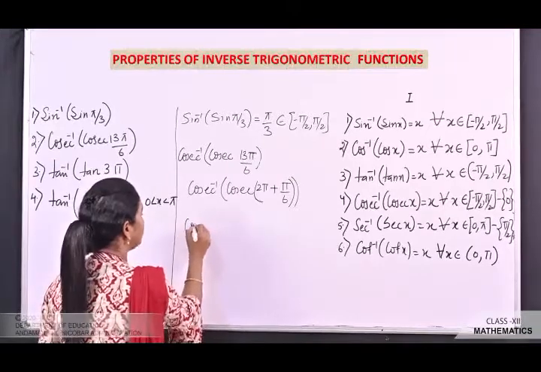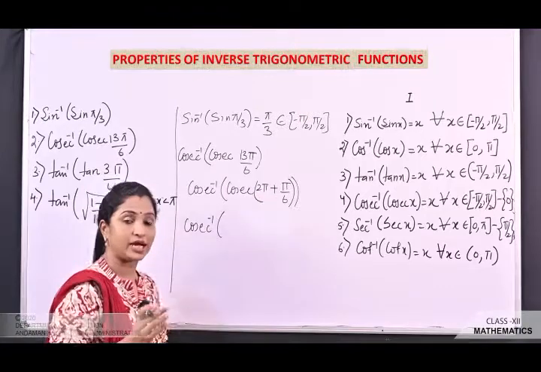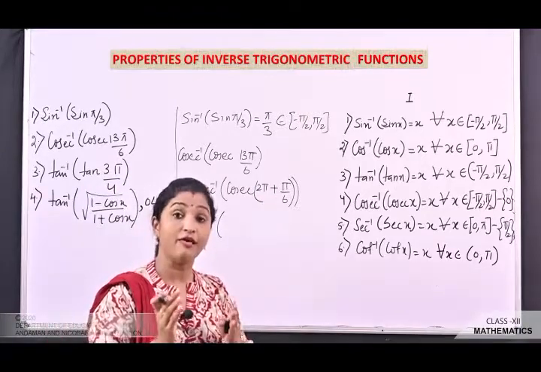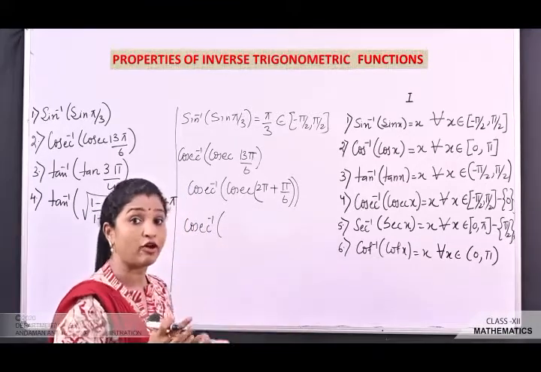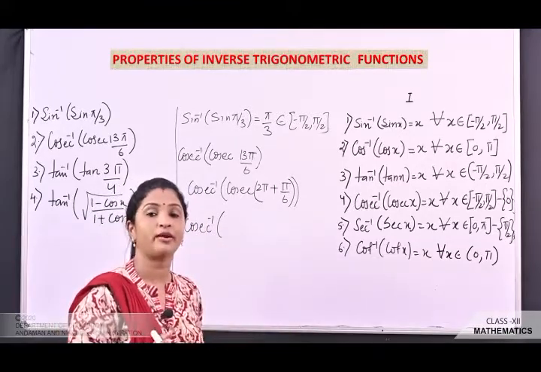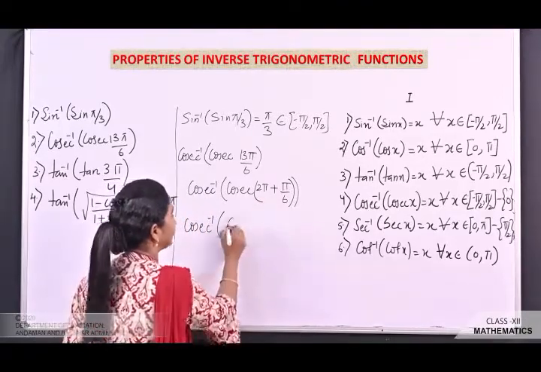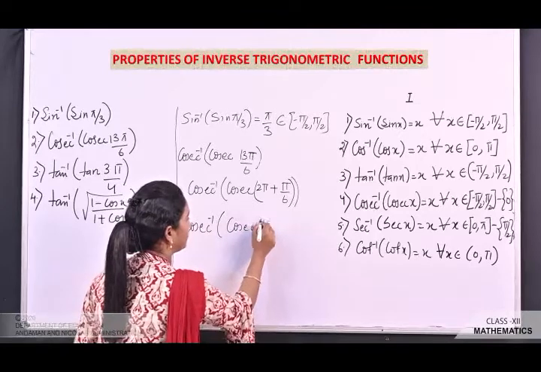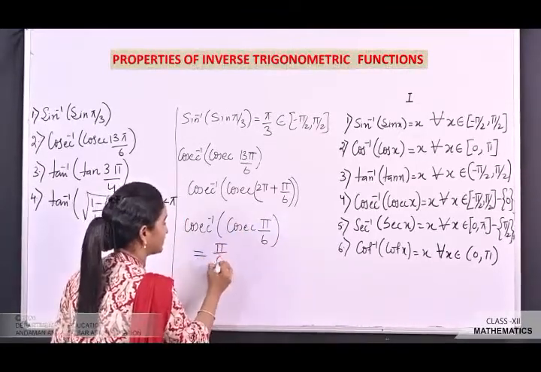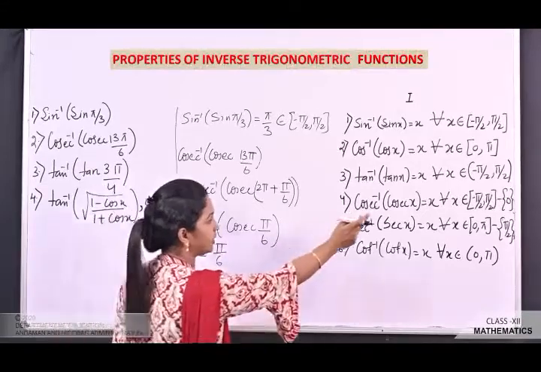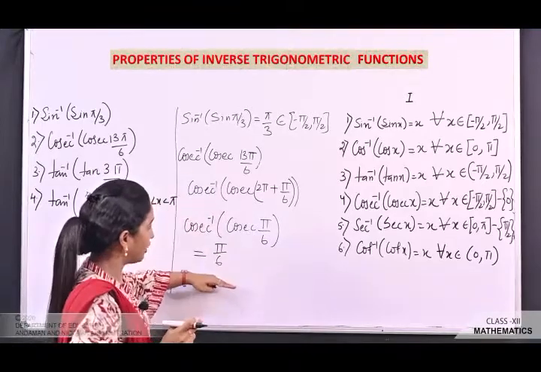Now you have to see the quadrant. 2 pi plus pi by 6 comes in which quadrant? It comes in the first quadrant. So in the first quadrant, what about the sign of cosec? In the first quadrant, all trigonometric functions are positive. So cosec of 2 pi plus pi by 6 means the answer will be cosec pi by 6. Now you can write down the answer as pi by 6, as pi by 6 lies between minus pi by 2 to plus pi by 2. Clear? So this is the way you have to solve.